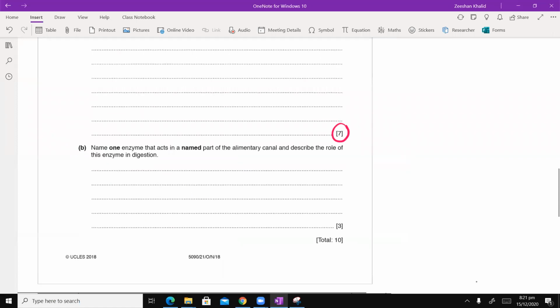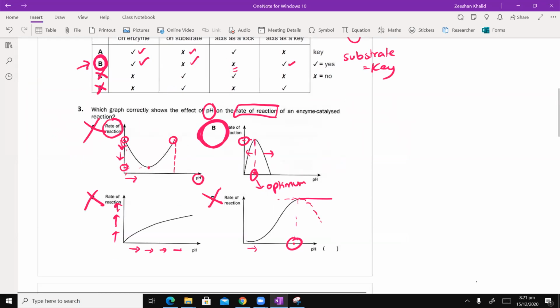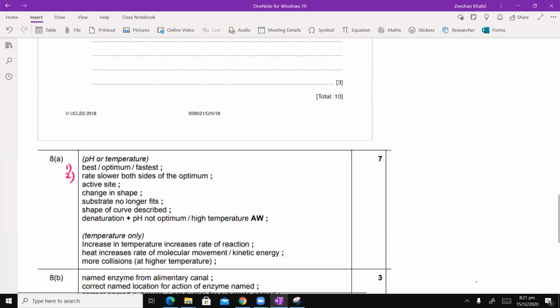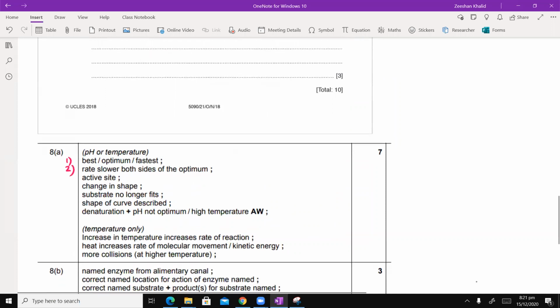Let's go back to the diagram that we were seeing in the MCQs. So इस ग्राफ की लाइन को अगर मैं redraw करूं, and let's say that's the optimum pH, then at both extremes, on the left and the right side of the value of the optimum, the enzyme activity slows down. So that's what he's saying in point number 2. Rate slower both sides of the optimum. ठीक है? This can be both for temperature and for pH.